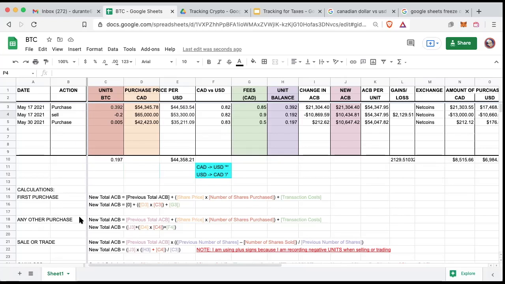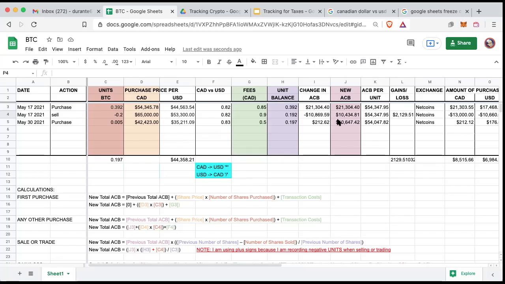And finally, I have a third example, which is another purchase, because the ACB will need to change again. And here's the example I have down here for any other purchase, which is a new total ACB is equal to the previous total ACB plus the share price multiplied by the number of shares purchased and add on any transaction costs. Here's the simplified equation. New total ACB is equal to J3 plus, in brackets, D4 multiplied by C4, close brackets, add in any fees.